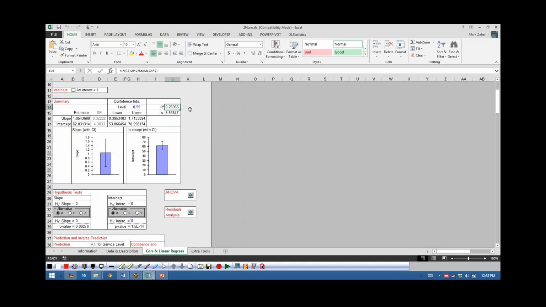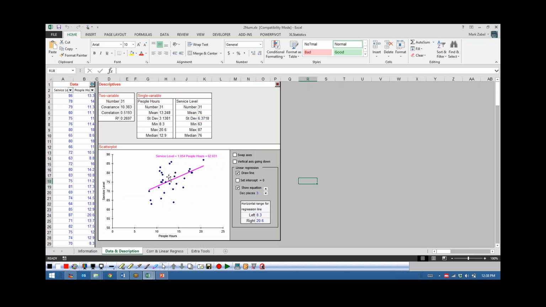So in a practical sense, what does that drive you to do or not do? It makes me think there's a better variable that explains more of the change. Excellent. So it makes me a little bit loath to make predictions using the simple model of y equals b0 plus b1x, or service level equals some constant plus some slope times people hours. That's it. So maybe there's another variable that I'll put in. Okay, great, wonderful.